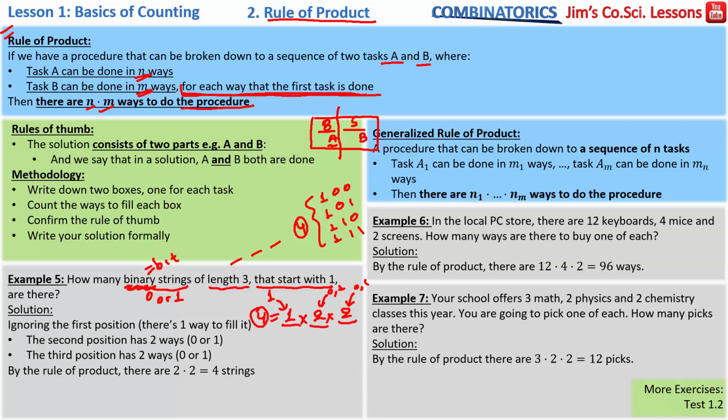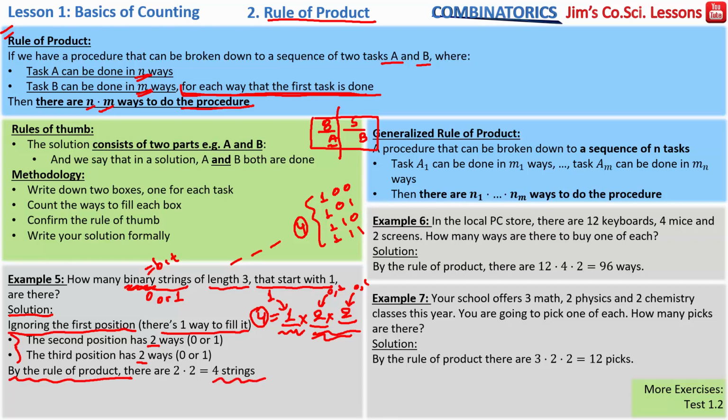When we apply the rule of product, it's usual not to mention things that are done with one way, because we multiply one by the other thing, so the result is the other thing. That's why you see here in the solution that we write that we ignore the first position, there's just one way to fill it, and then we write down that we have 2 ways for each of them, and then by applying the rule of product, there are 4 strings overall.